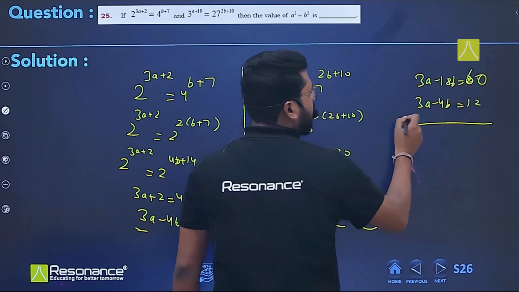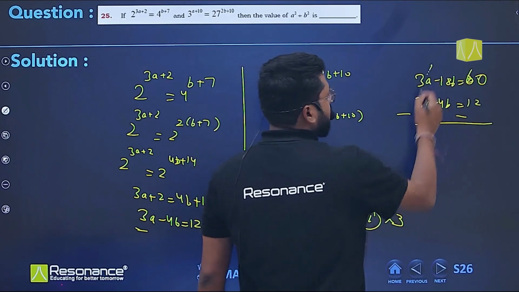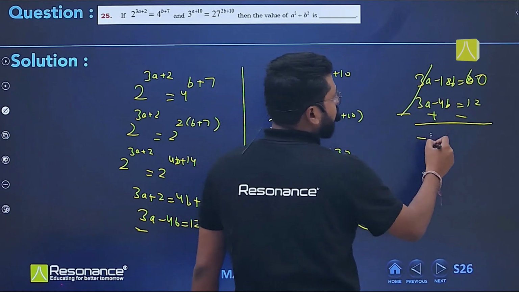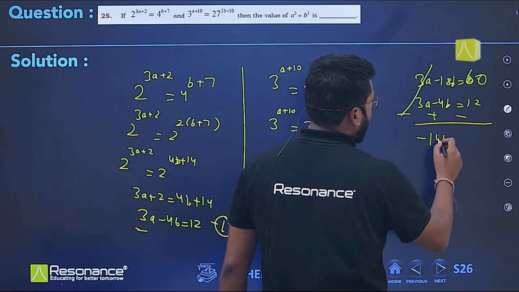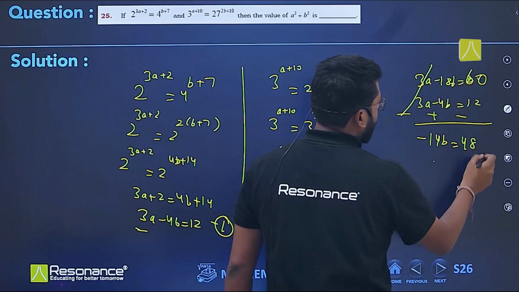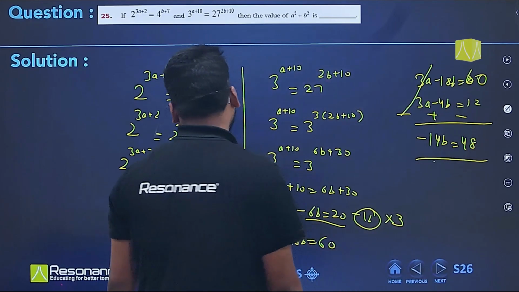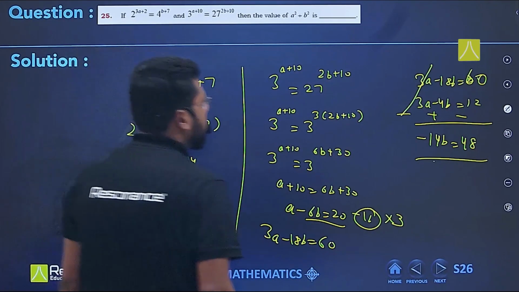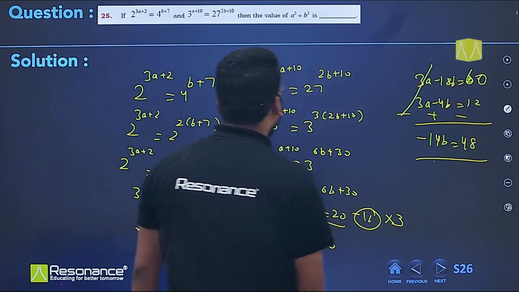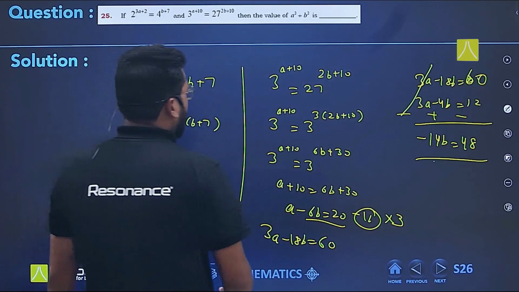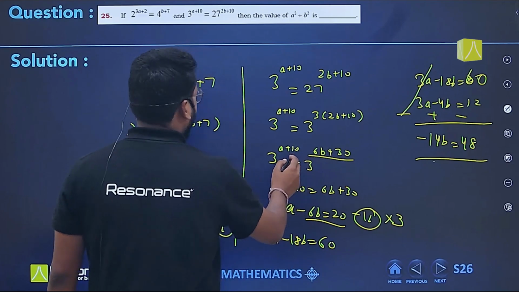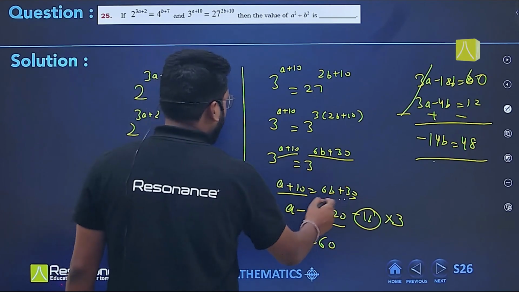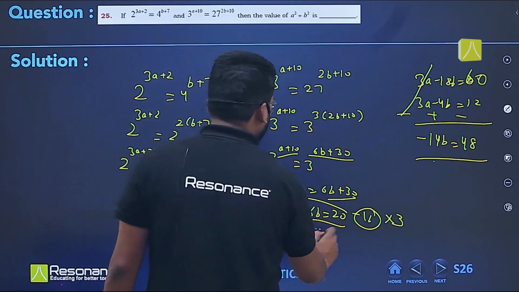So if you subtract, plus and minus will get cancelled. So minus 14b equals 48. Okay. So b comes out in fraction. So we'll check, maybe some calculation error. 2b plus 10, 3 cube, it's 6b plus 30, a plus 10. So a plus 10 is 6b plus 30, or a minus 6b is 20. So our second equation is correct.